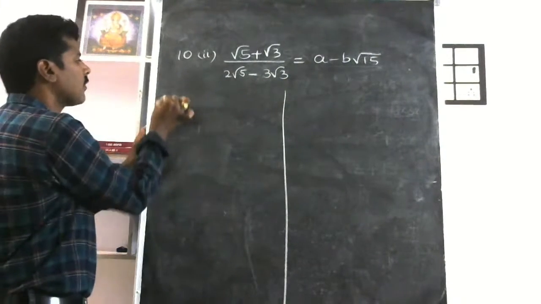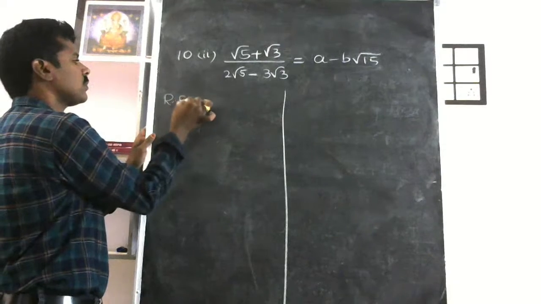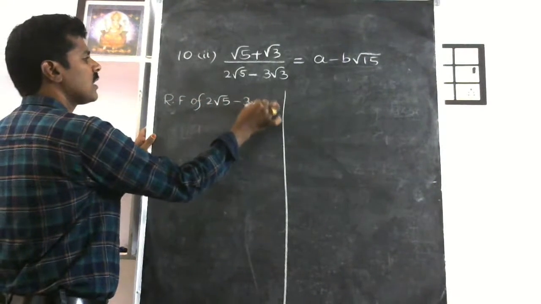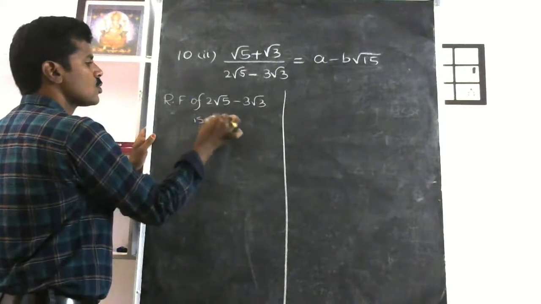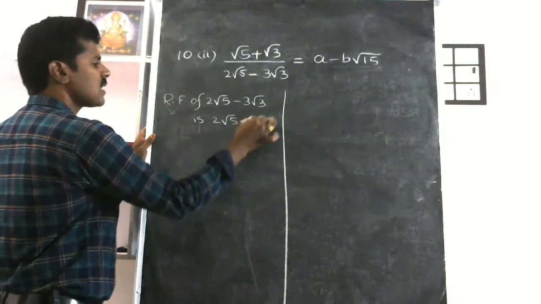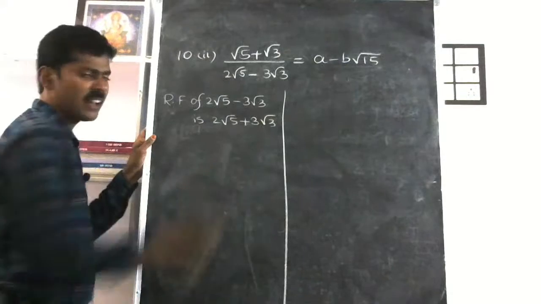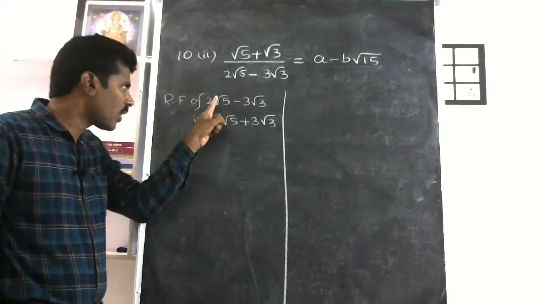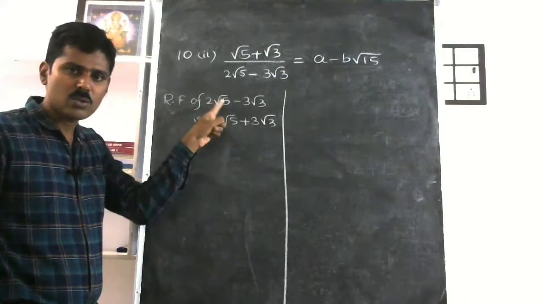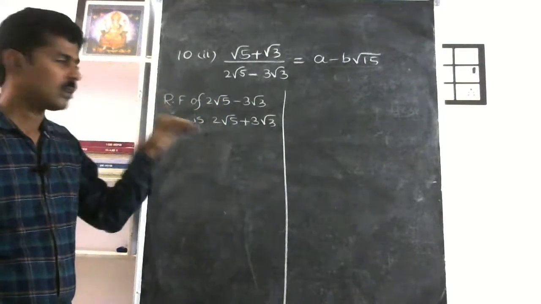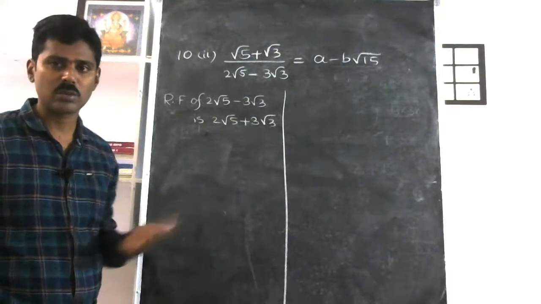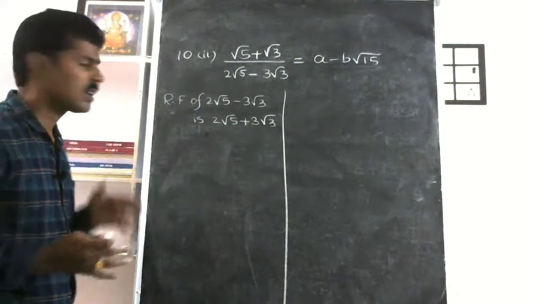So what is the RF? The RF of 2 root 5 minus 3 root 3 is 2 root 5 plus 3 root 3. I am repeating again and again: you should not insert this 2 into the square root. If you insert it, it becomes another thing. If you insert this 3, you will get cube root 3, not 3 root 3. Both are different. Please be careful.